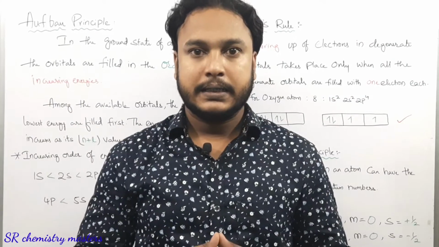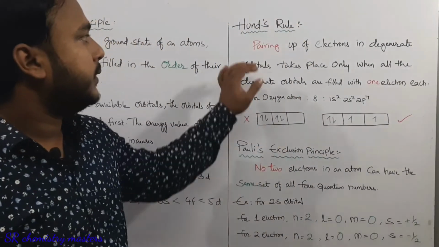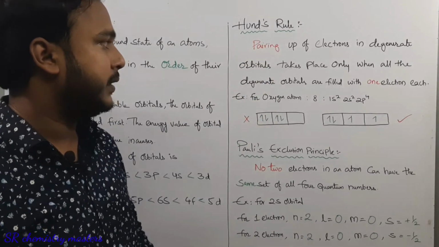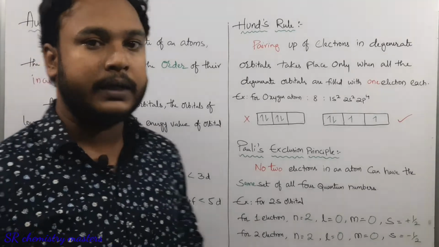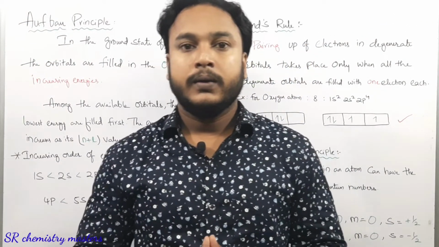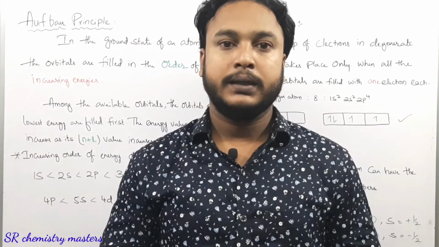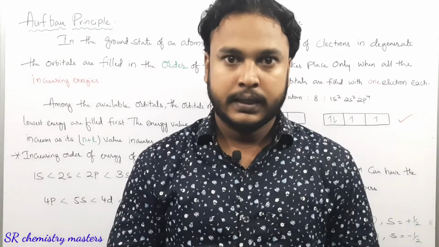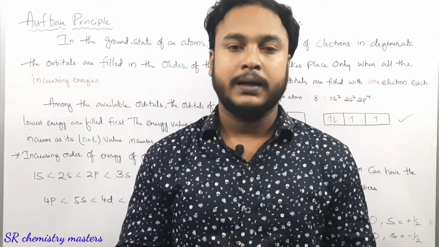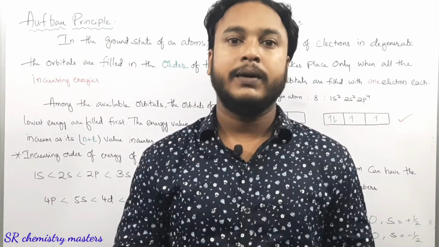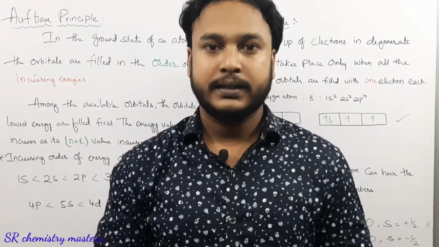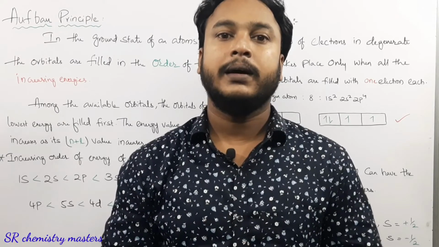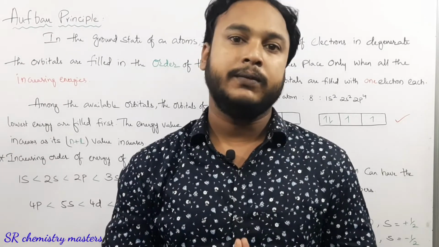The second one is Hund's rule. The pairing of electrons in the degenerate orbitals takes place only when all the degenerate orbitals are filled with one electron each. Here, there are two things you have to remember: the first one is pairing of electrons and the second one is degenerate orbitals. The degenerate orbitals are the orbitals which have equal energy. If you have degenerate orbitals, in those orbitals the pairing of electrons takes place only when all the degenerate orbitals are filled with one electron each.